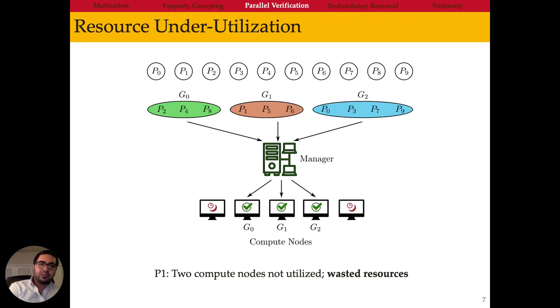The first problem that we solve is that of resource underutilization, in which the grouping algorithm generates fewer groups than available parallel workers. In the example shown in the figure, the 3 generated groups are dispatched to 3 out of 5 available nodes, and the 2 nodes that do not receive a group simply idle.